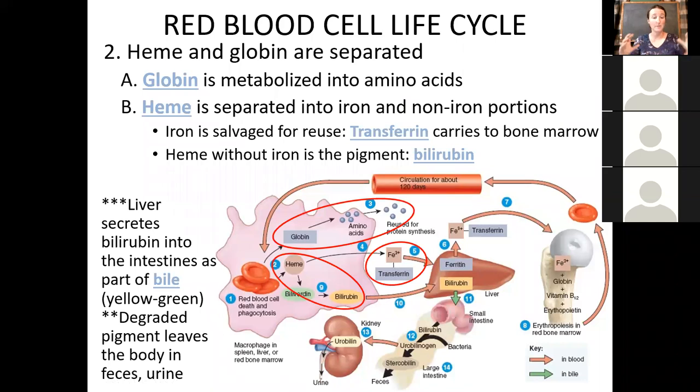So bilirubin is a pigment. It is derived from the heme component of hemoglobin. It is released by the liver and the kidney into the feces and the urine. And again, it also has a role in lipid absorption.